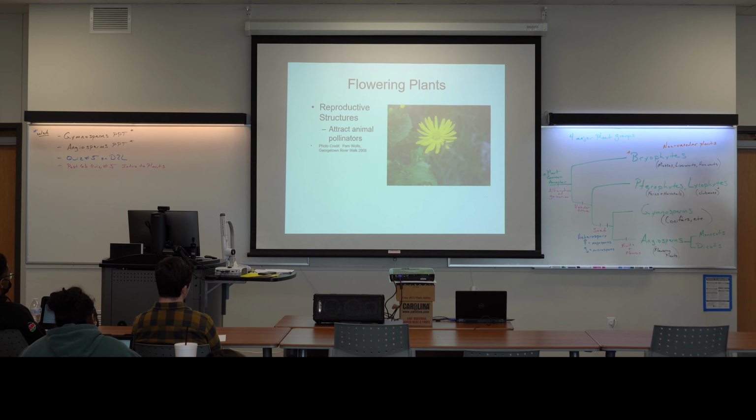Instead of just producing vast quantities of pollen and hoping that the winds blow in the right direction that day like the gymnosperms do, angiosperms can employ the help of a pollinator like a bee, or there's mammal pollinators, there's reptile pollinators, there's all kinds of pollinators. Insects are probably the most common.